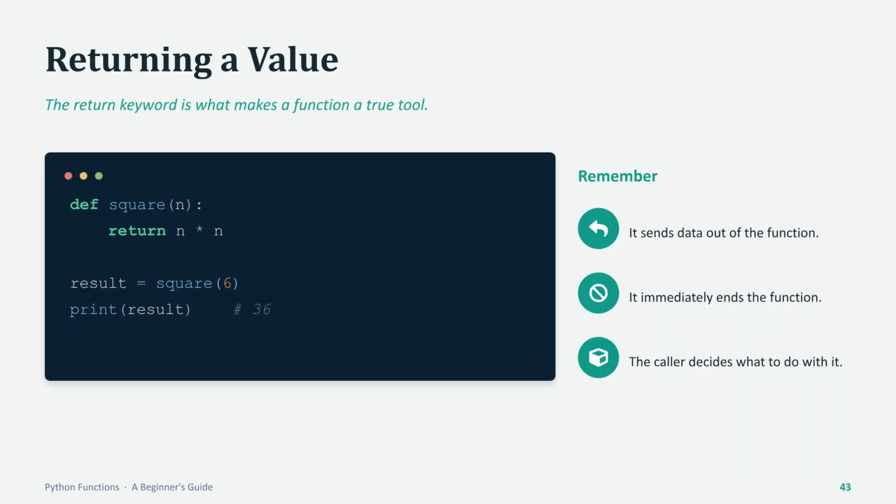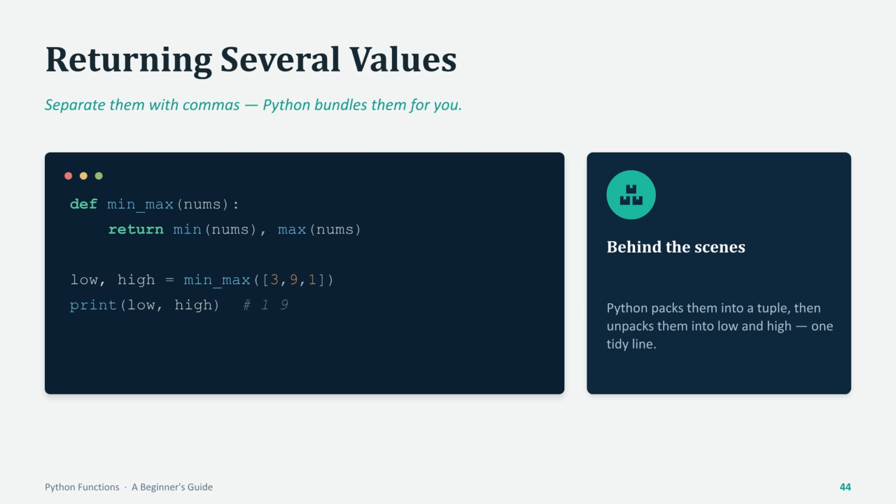The return keyword is essential. Not only does it pass data back to the caller, but it also signals that the function has finished its task and should exit immediately. You can even return multiple values by separating them with commas. Python automatically packages them into a tuple, which you can easily unpack elsewhere in your code.